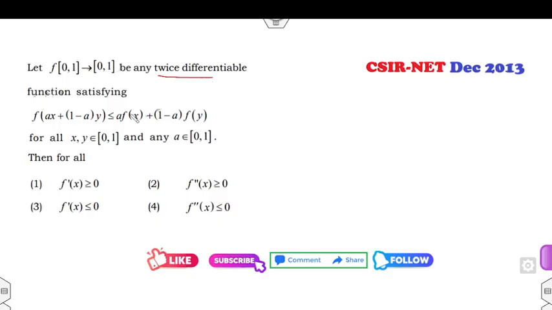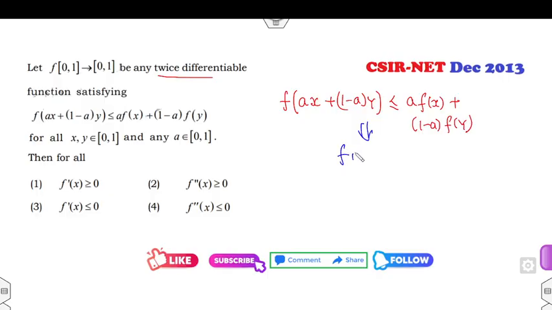F is a twice differentiable function, so that f of ax plus 1 minus a times y is less than or equal to a times f of x plus 1 minus a times f of y. Do you know which condition this is? That means f is a convex function. Fine. So any example of a convex function? F of x is x square, because we know that x square is a convex function.